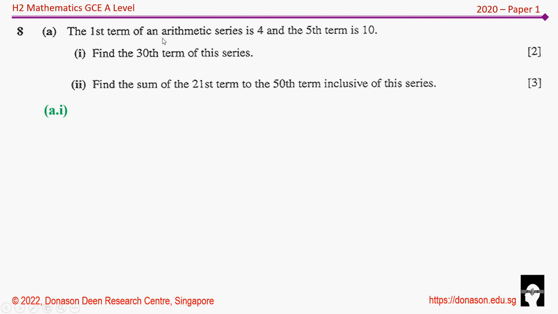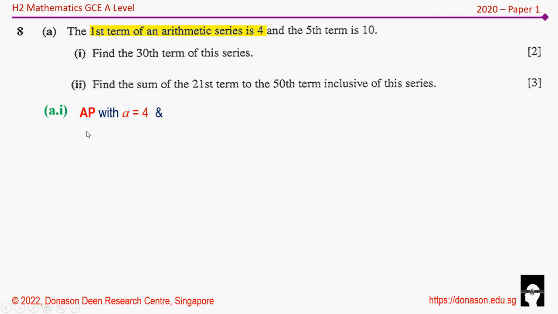The first term of an arithmetic series is 4 and the fifth term is 10. Okay, so it's an arithmetic sequence, and for the first part we are told to find the 30th term of this series. So let's look at how to do this. It's an AP because it's an arithmetic sequence, right?